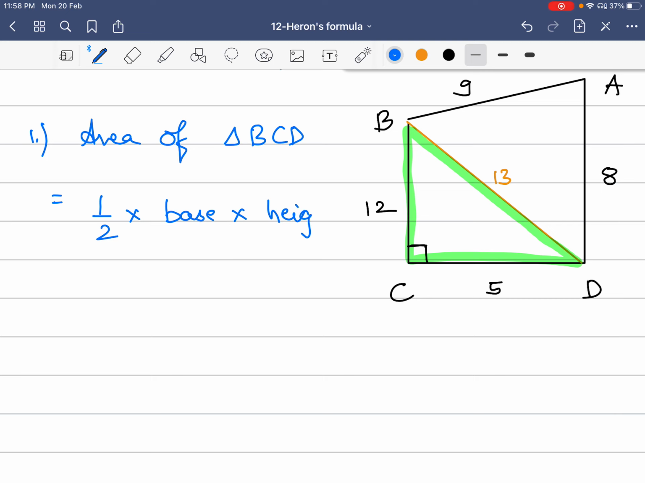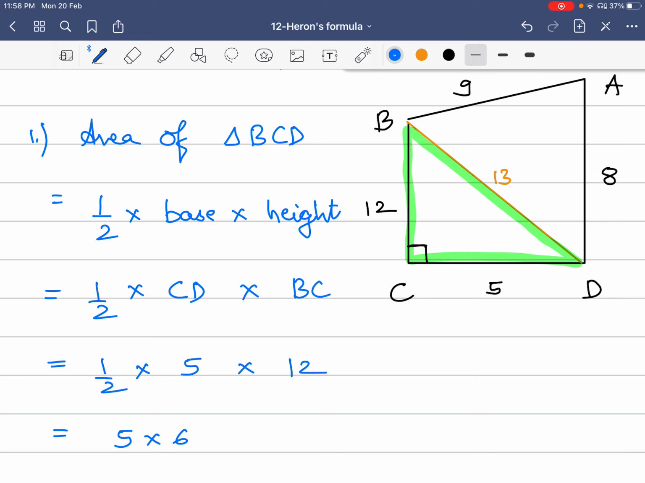You know that area of a triangle is equal to half into base into height. So in case of BCD, base will be CD and height will be BC. That is equal to half into, what is CD? CD is 5. What is BC? BC is 12. So that is equal to 5 into 6, and that is equal to 30 meter square. 30 meter square becomes the area of triangle BCD.